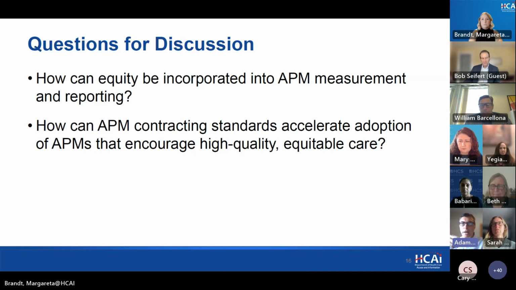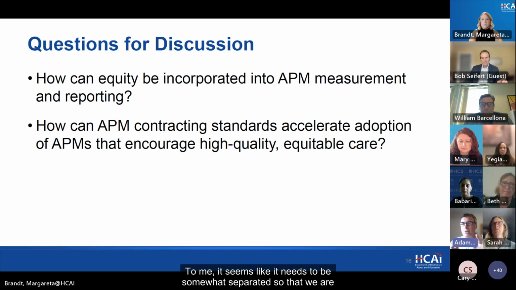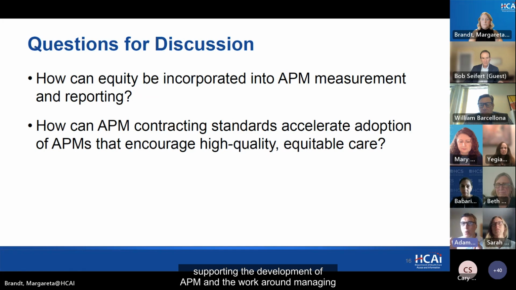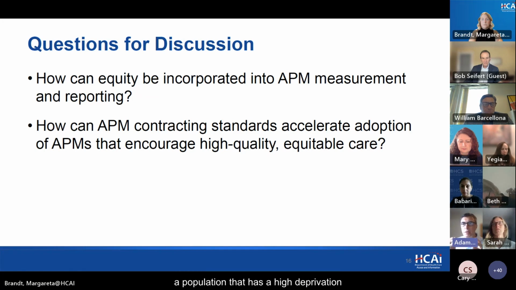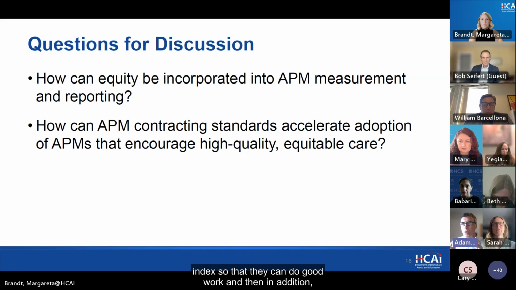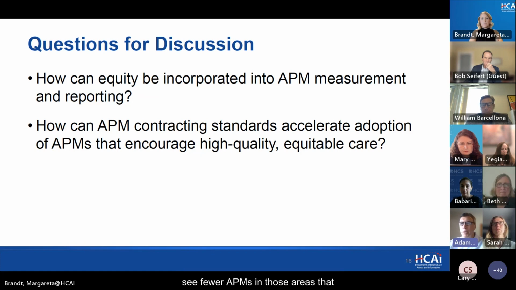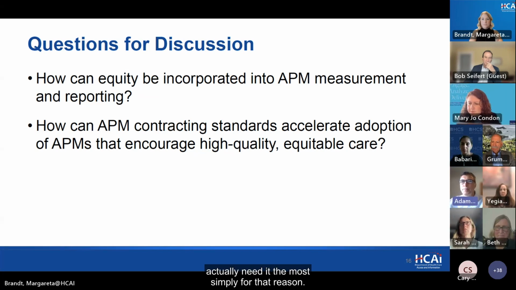So to me, it seems like it needs to be somewhat separated so that we are supporting the development of APMs and the work around managing a population that has a high deprivation index so that they can do good work. And then in addition, a potential higher reward for narrowing disparities within their diverse population. But that's, to me, almost secondary to that first issue, which right now a lot of organizations are struggling with. And you'll see fewer APMs in those areas that actually need it the most, simply for that reason.